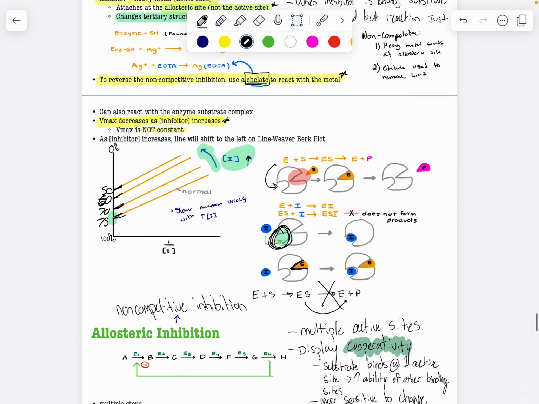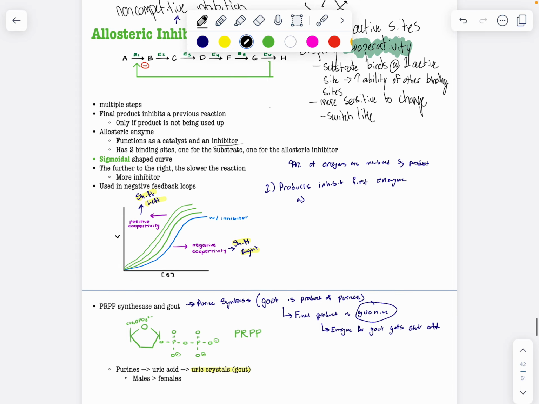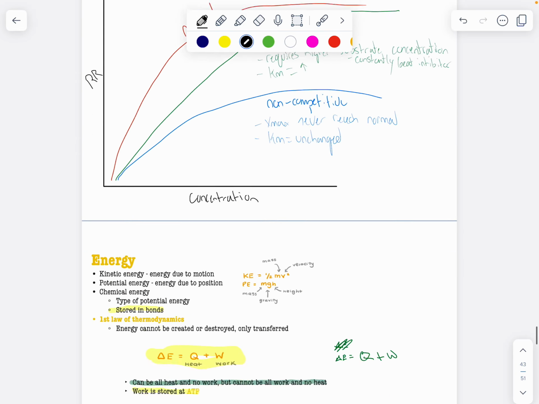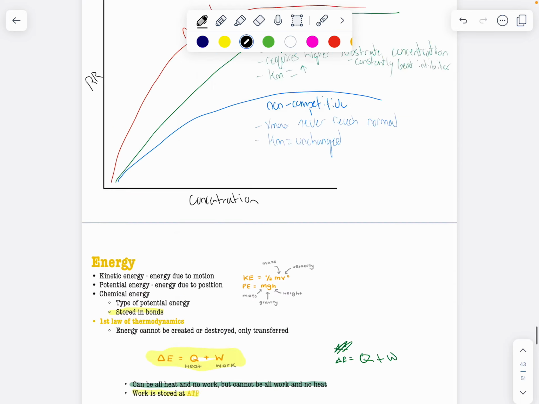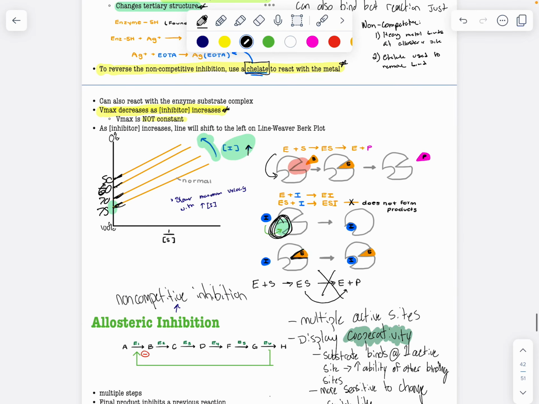Cool. Allosteric inhibition. All right. Okay, we're getting there. I'm talking quite a bit. I don't even know how long I've been going for, so I apologize. I hope you guys are on 2x speed, because that will make it a lot easier for you guys.